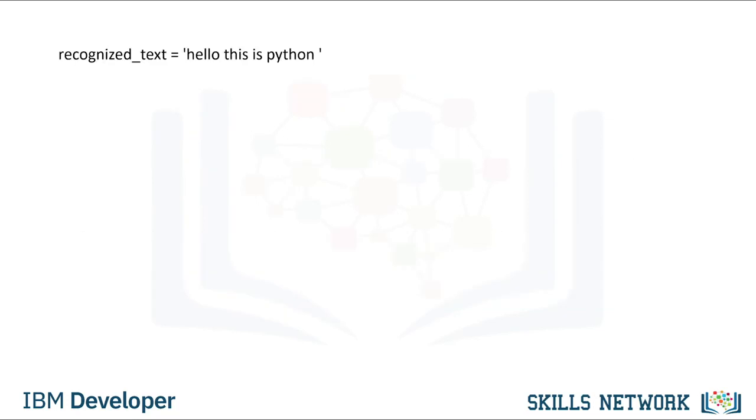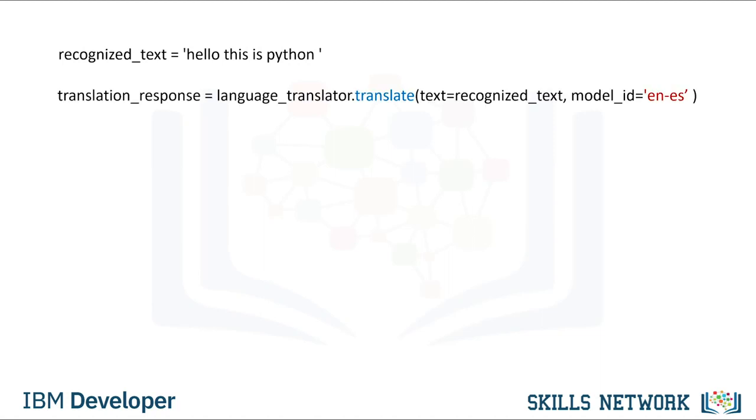In the last section, we assign the transcribed text to the variable recognized_text. We can use the method translate. This will translate the text. The result is a detailed response object. The parameter text is the text. Model_ID is the type of model we would like to use. In this case, we set it to EN-ES for English to Spanish.